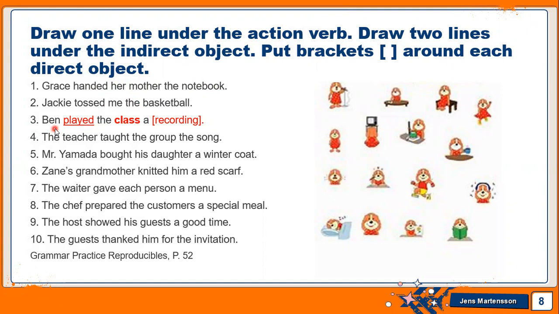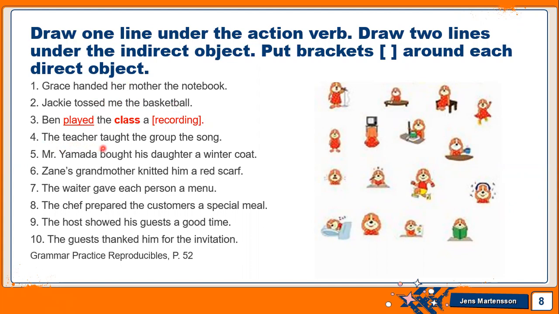So Ben, this is the subject, the person who's doing the action. What is Ben doing? Played. Ben played. This is the action that Ben did. The class a recording. What did Ben play? Played a recording. Recording, that's here between brackets, is a direct object. To whom did Ben play the recording? To the class. So the class is the indirect object. Similarly, Grace handed her mother the notebook and Jackie tossed me the basketball. We answered these before. Let's continue.